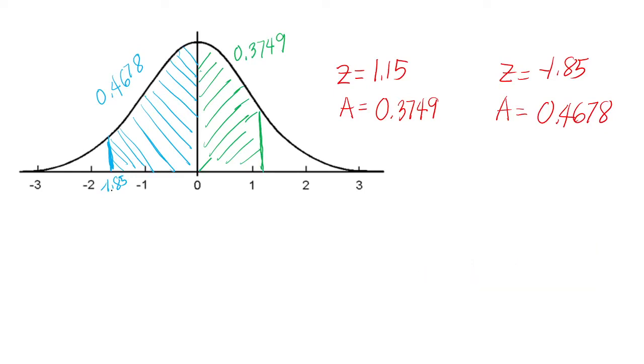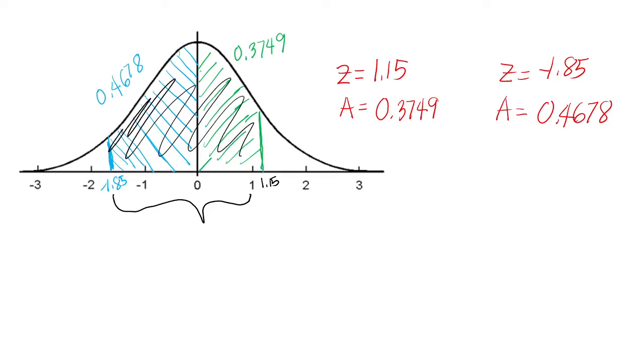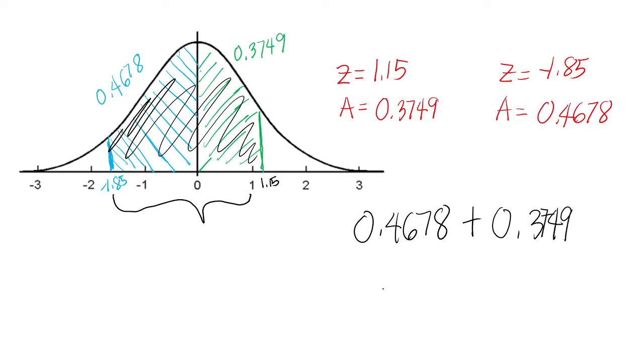And what we are looking for, take note, is between 1.85 and 1.15. So meaning, this whole area. So what will I do with the blue part and the green part? Oh, this time you add. So it's a matter of analysis, Section Galileo. So I'm going to have 0.4678 plus 0.3749. How much is the sum?